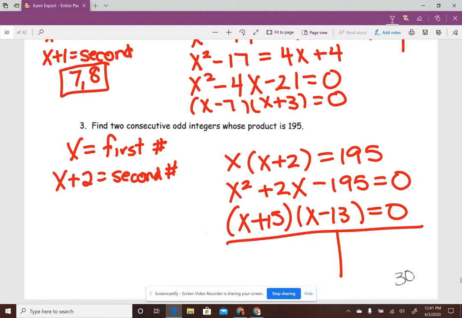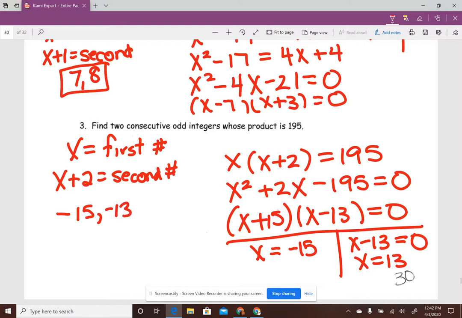I use factoring a lot. I like factoring. You don't have to use factoring. You can use completing the square. You can use the quadratic formula. It doesn't matter. You just have to get it done and figure it out. It doesn't say anything about even and odd, so both of these answers are eligible. So if the first one's negative 15, then negative 15 plus 2 is negative 13. If the first one is 13, 13 plus 2 is 15.